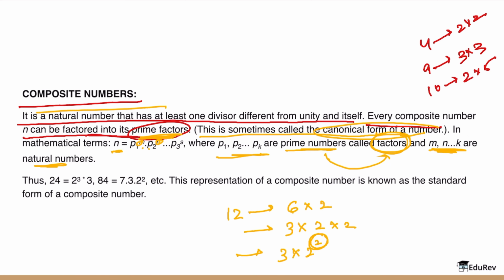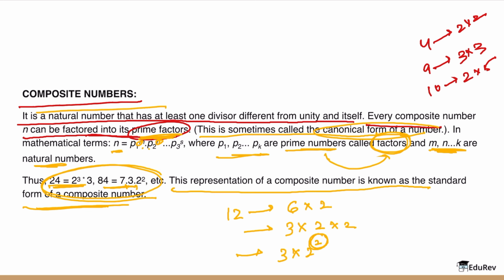I hope you understood what composite numbers are. Here some examples are given, like 24 and 84. Here the dot does not mean decimal, I hope you know that. It just means multiplication. This representation of a composite number is called the standard form of a composite number. This one is called the canonical form.